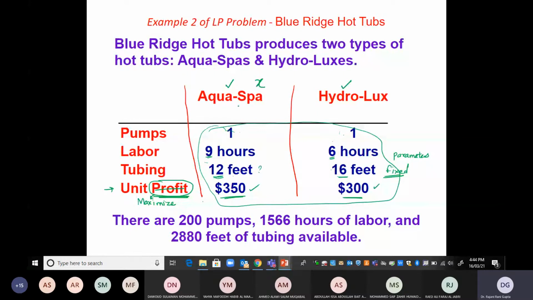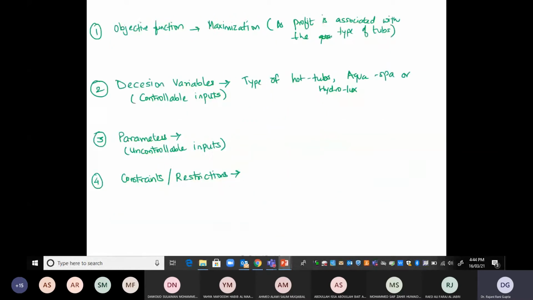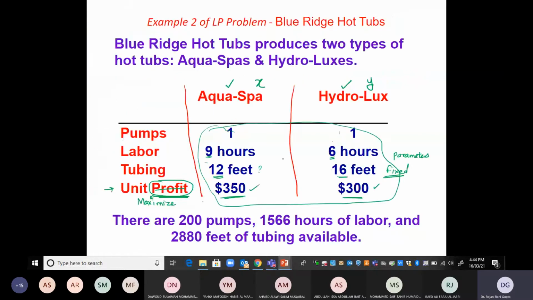Now what are the things left? Parameters also we got. Now we want to construct constraints and restrictions. So what are the restrictions? See, we had already used this information. Now we are left with just this information that there are 200 pumps, 1566 labor hours and 2880 feet of tubing available.